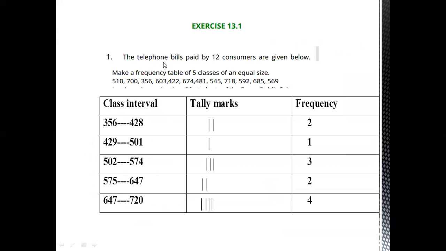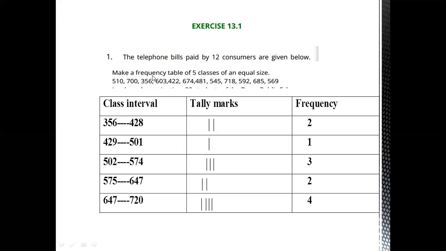Question number 1: The telephone bills paid by 12 consumers are given below. The total data is of 12 consumers and they pay how much bills. Make a frequency table of 5 classes, means that from the lower limit to the upper limit the class size should be 5 classes. Okay, so the bills given are 510, 700, 356, 603, 422, 674, 481, 545, 718, 592, 685, and 569.